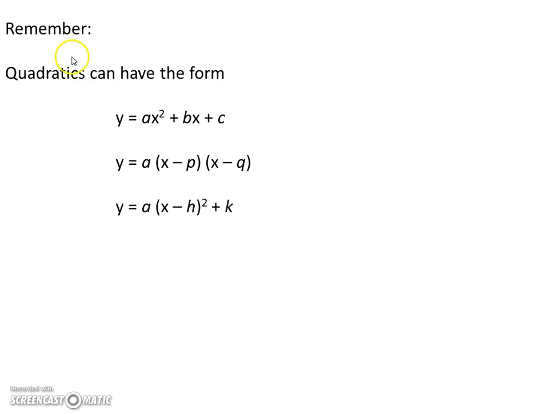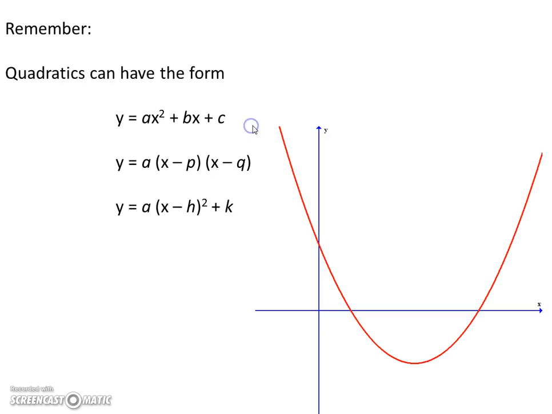Okay, remember that quadratics can be written in three different forms: y equals ax squared plus bx plus c, y equals a(x minus p)(x minus q), and y equals a(x minus h) squared plus k. You'll remember that a tells you the concavity of the parabola, like how narrow or wide it is, and whether it's smiling like this one or frowning the other way around.